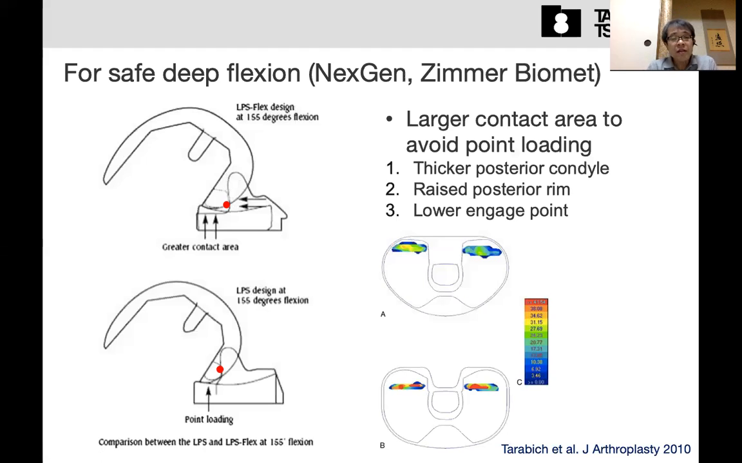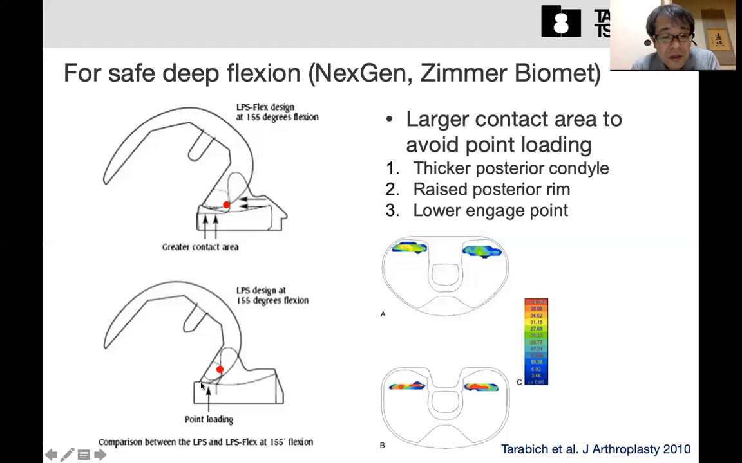So that means that we can control the contact area even in deeper flexion, because a thin posterior condyle can cause point loading and edge loading during the deflection, which can cause polyethylene wear or significant stress on the bone and the tibial component interface. So we can control the contact points with a thicker posterior condyle and a rounded shape.